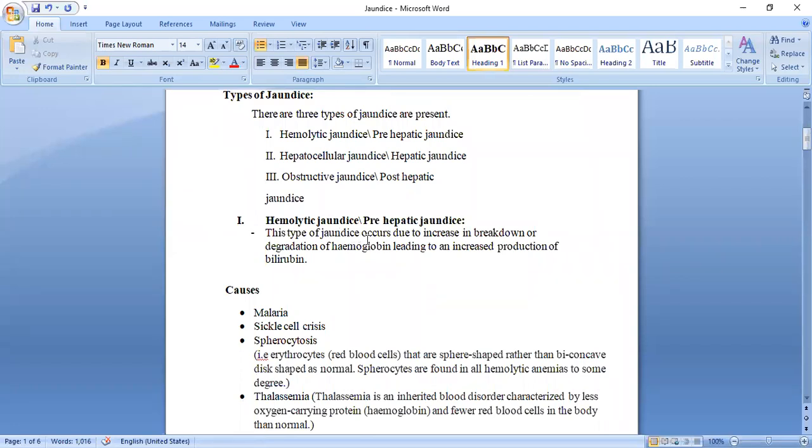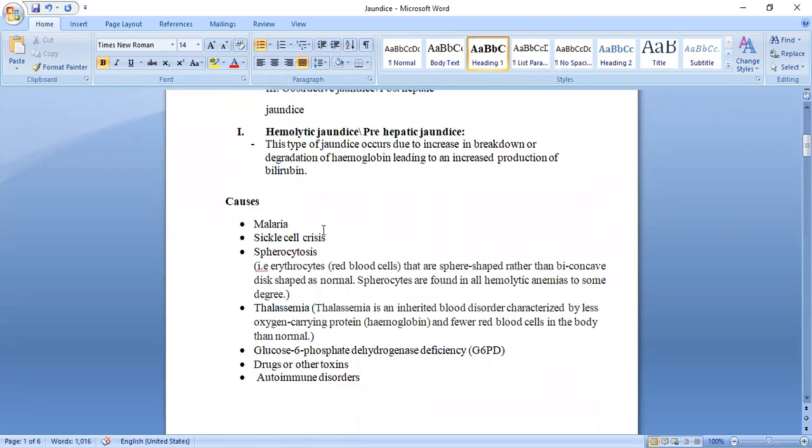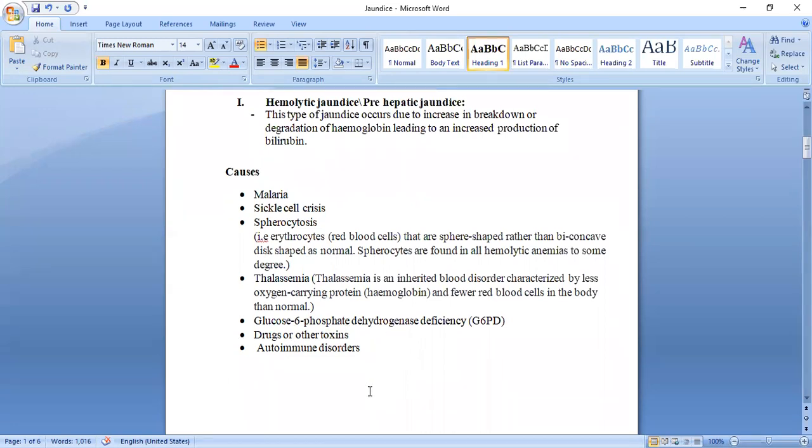Hemolytic or prehepatic, due to what? Due to breakdown of the hemoglobin that leads to increased production of bilirubin. Due to what? Malaria, sickle cell, spherocytosis, thalassemia, glucose 6 phosphate, drugs or other toxins, autoimmune disorders.